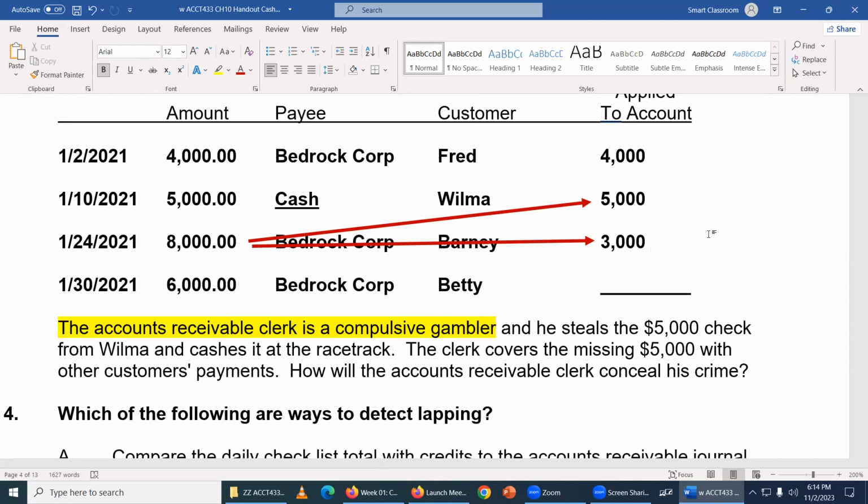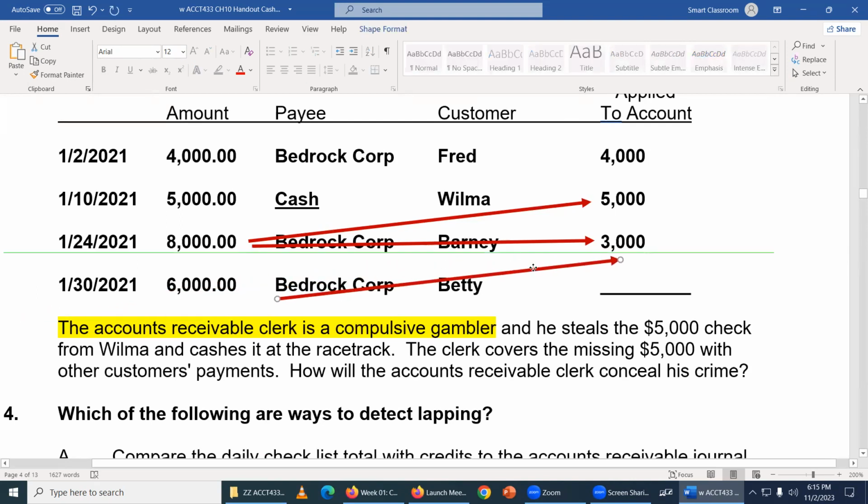But we still got a problem. Now we got Barney on our back. Barney just put in a check for 8,000 and only 3,000 has gone to Barney's account. But just in the nick of time, Betty deposits $6,000. Okay, so we take Betty's deposit and we split that up. So Betty's going to give 5,000.